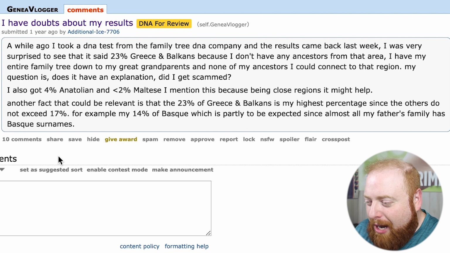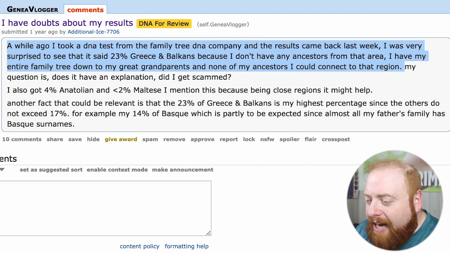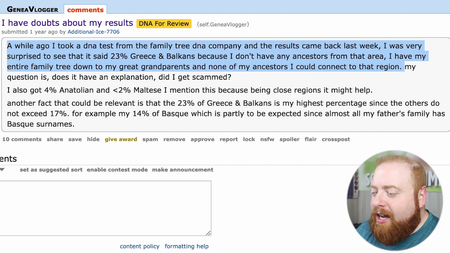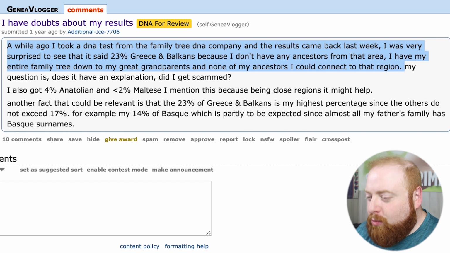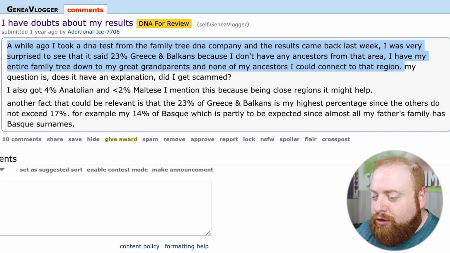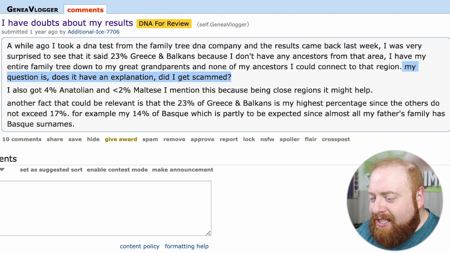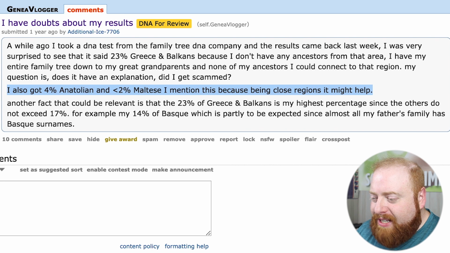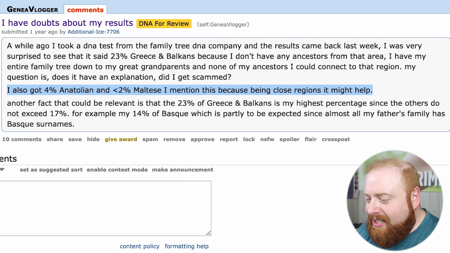I have doubts about my results. A while ago, I took a DNA test from the Family Tree DNA company, and the results came back last week. I was very surprised to see that it said 23% Greece and Balkans because I don't have any ancestors from that area. I have my entire family tree down to my great-grandparents, and none of my ancestors I could connect to that region. My question is, does it have an explanation? Did I get scammed? I also got 4% Anatolian and less than 2% Maltese.